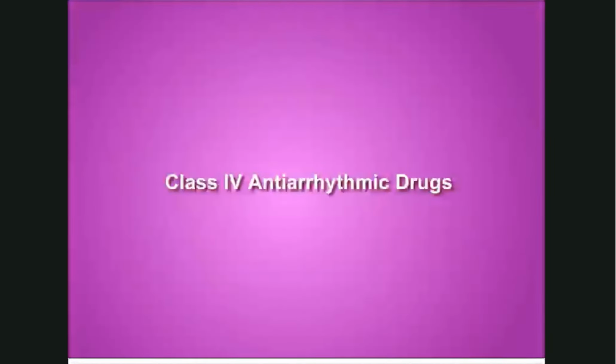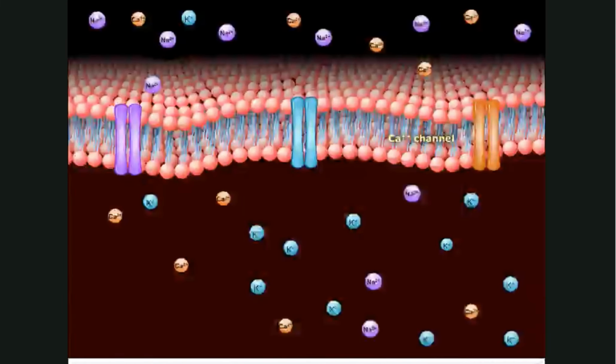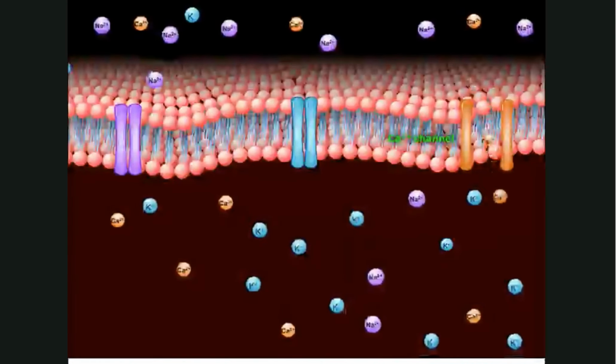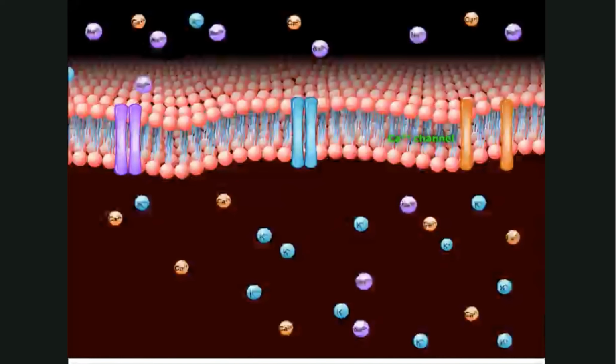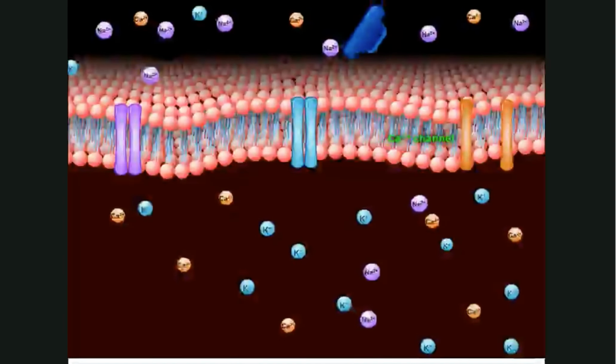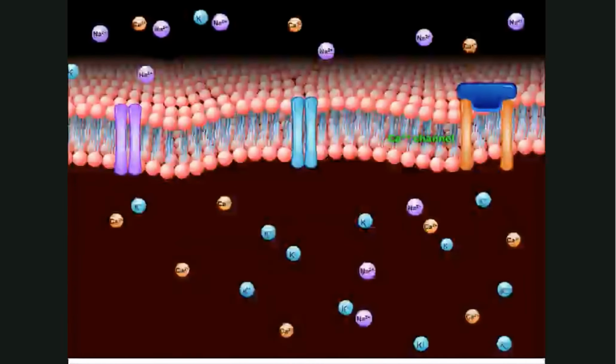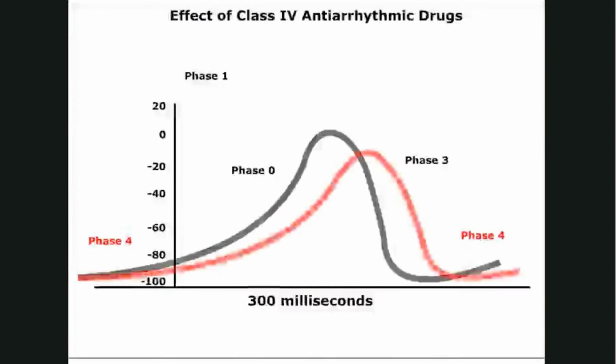Class 4 antiarrhythmic drugs, such as verapamil and diltiazem, are slow calcium channel blockers. By blocking these channels, these drugs decrease the influx of calcium, thus slowing the rate of spontaneous depolarization during phase 0 of slow response fibers, such as SA and AV nodal fibers.